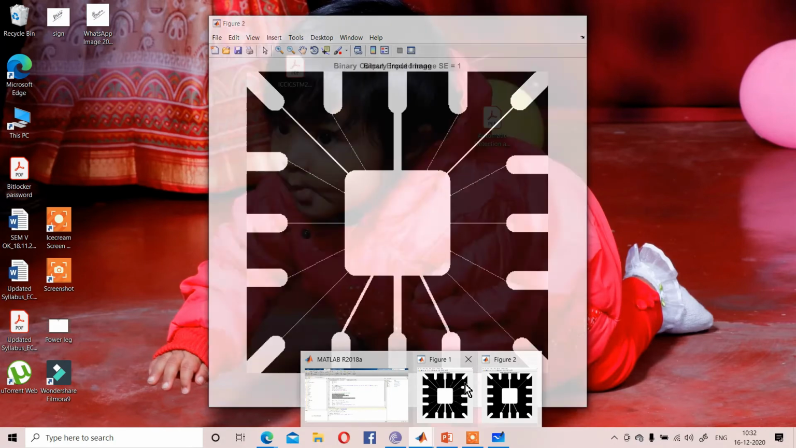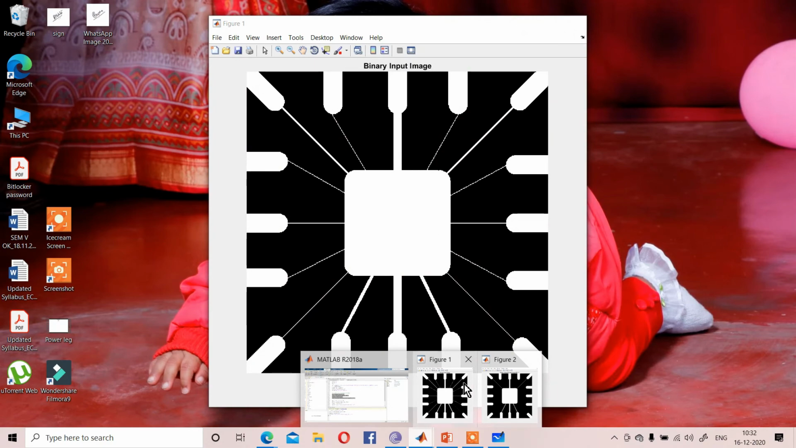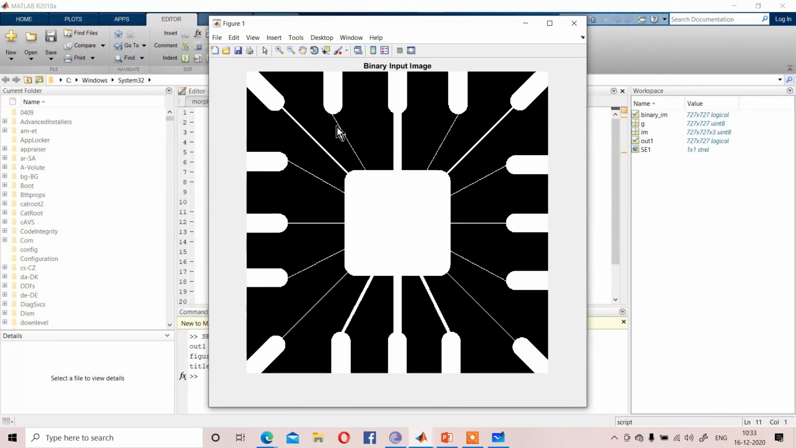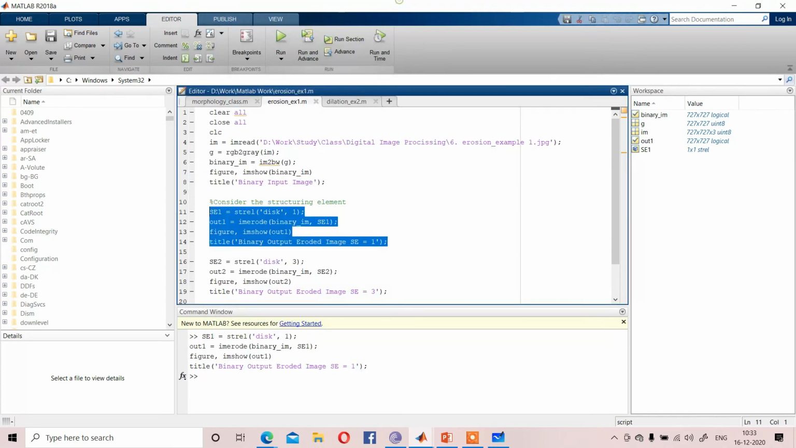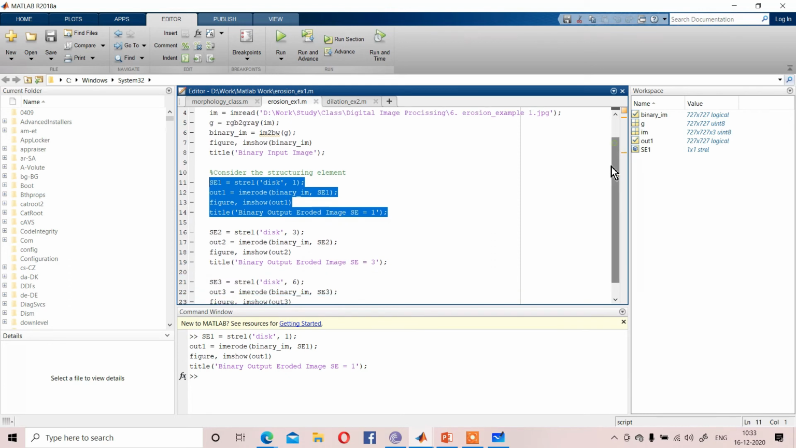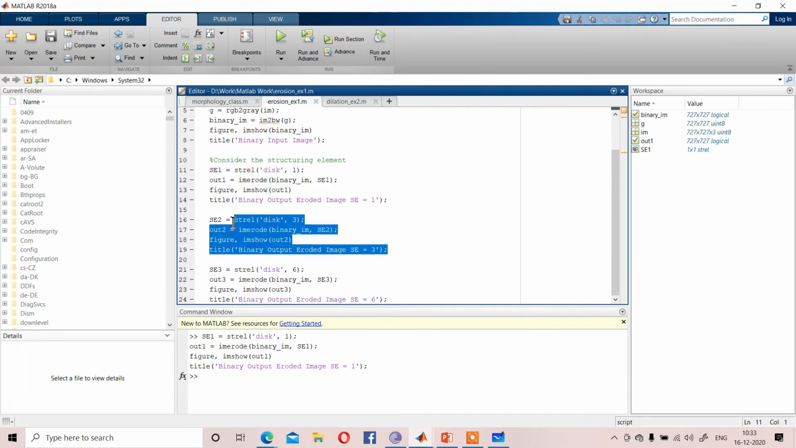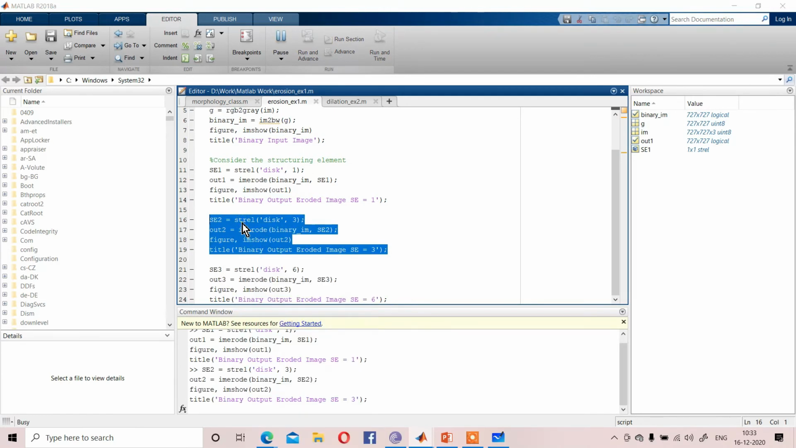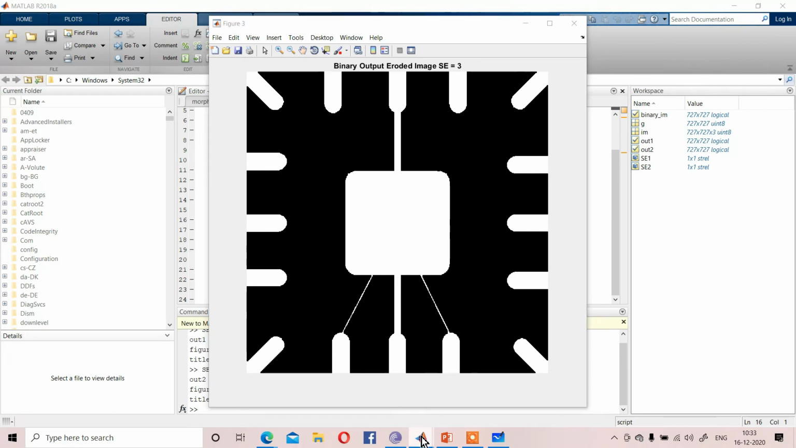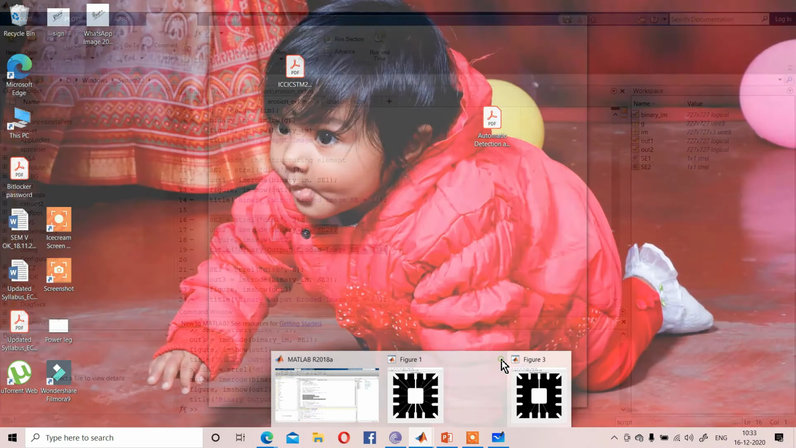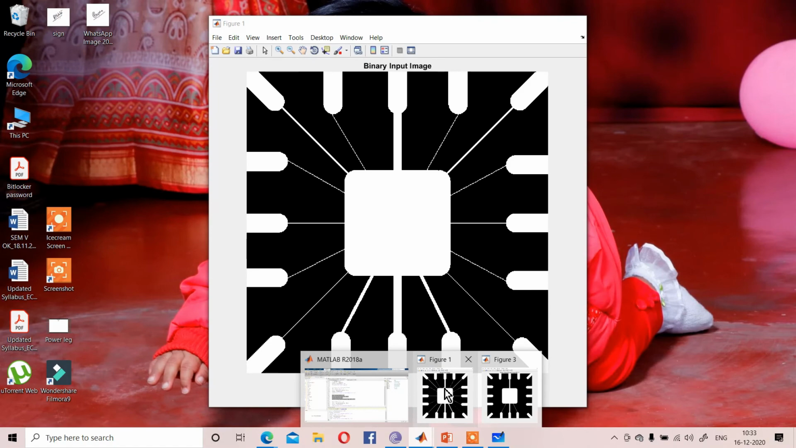You can see that the initial lines are removed, but if we increase the size of the structuring element, and if the size is a 5 cross 5 matrix, or simply 3, you can check that. That is your input image, that is your output image. So you can see the change. The maximum number of lines are removed.